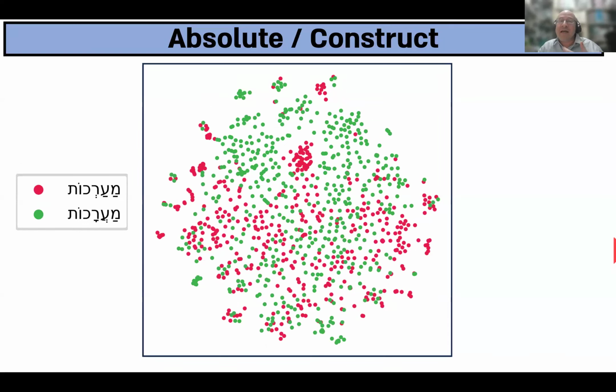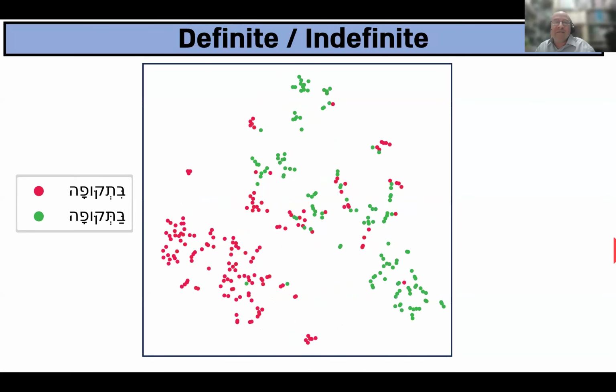So too with absolute or construct. The word ma'archot, meaning systems, could be ma'archot with a shva, meaning systems of, or ma'arachot, which is systems in the absolute. And as you see here, although there are some clusters that are one or the other, meaning there are some collocations which BERT recognizes and clusters, and then de facto we end up having a cluster that's either construct or absolute, overall, the embedding space is not arranged around the axis of absolute and construct.